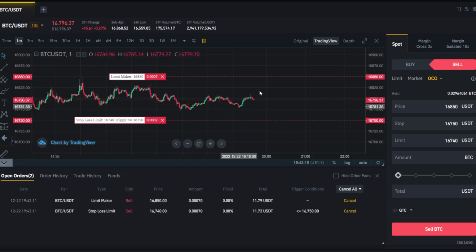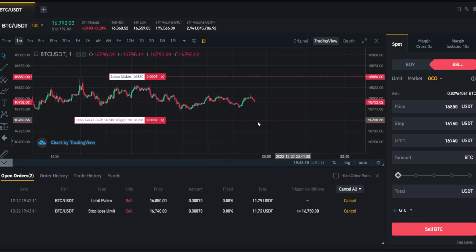In this case, the limit maker order sell will only be executed if the price of Bitcoin rises to this level or higher, while the stop limit order will only be executed if the price of Bitcoin lowers to this level. Now, the best part of this order is that if either order gets filled, then the other one will get automatically cancelled. For example, let's say the price of Bitcoin went up and this order got filled.